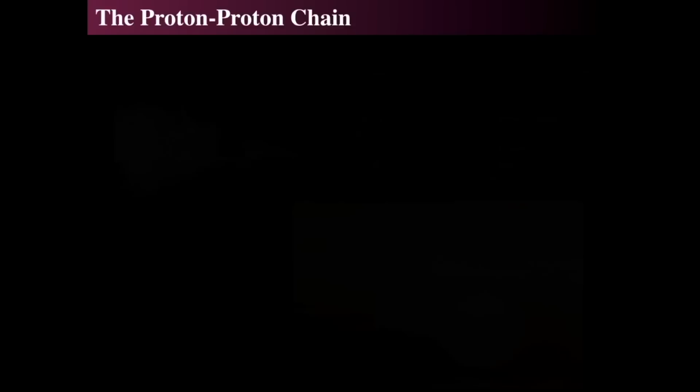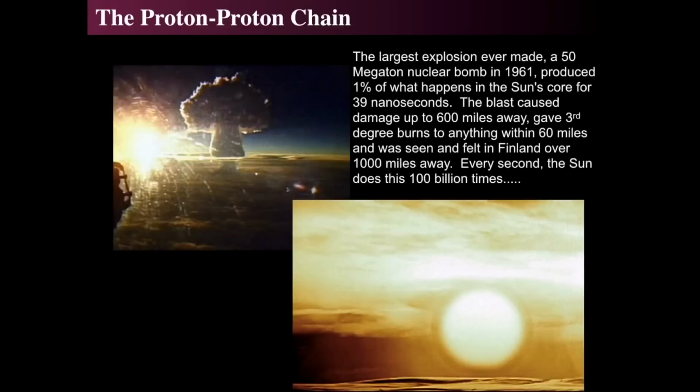All right. But if we then think about what this is like, the largest nuclear explosion ever done by humanity was in 1961. It was the Tsar Bomba, detonated by the Soviet Union in 1961. They were originally going to do a 100 megaton nuclear blast. They made it 50 because they were scared. And that is basically 1% of what happens in the sun's core for 39 nanoseconds.